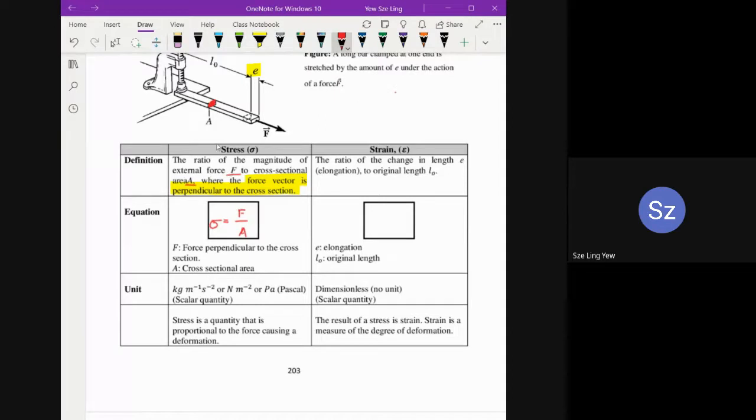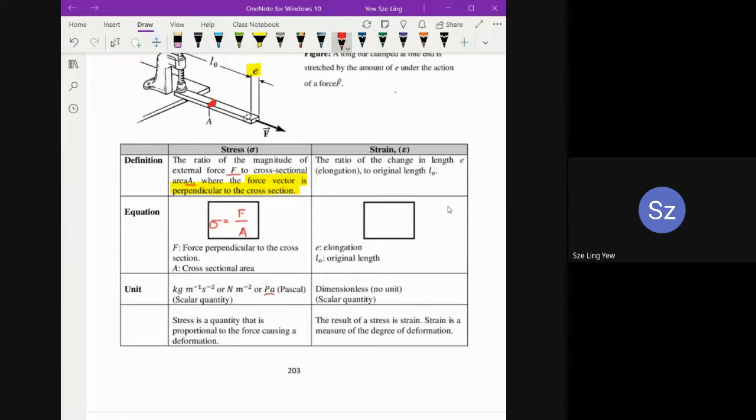You chop it off, so you take the area of the object. The unit is kg m^-1 s^-2, or N m^-2, or sometimes we just call it Pascal. It is a scalar quantity. So stress is a quantity that is proportional to the force causing the deformation. So the more force you exert on the object, the more deformation. The object will deform more compared to a smaller force.